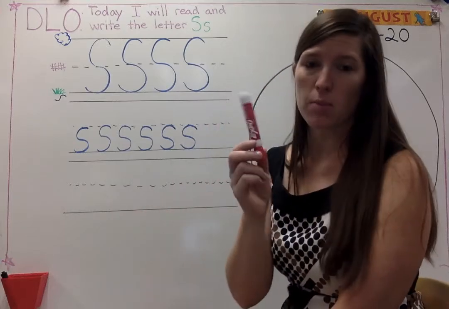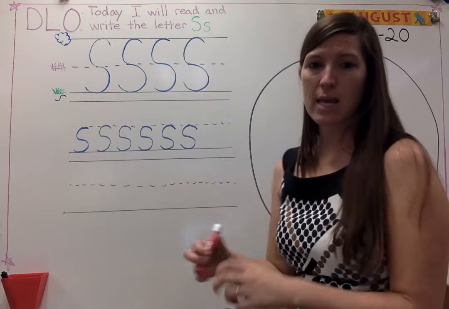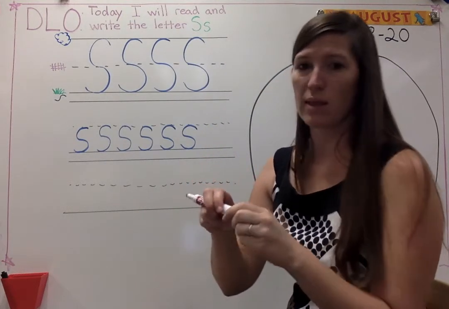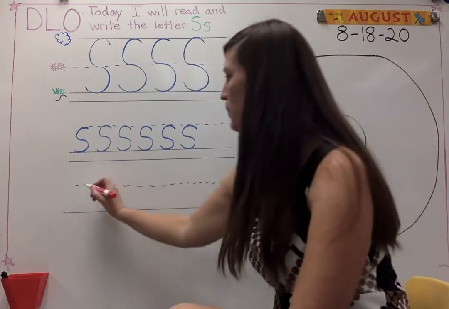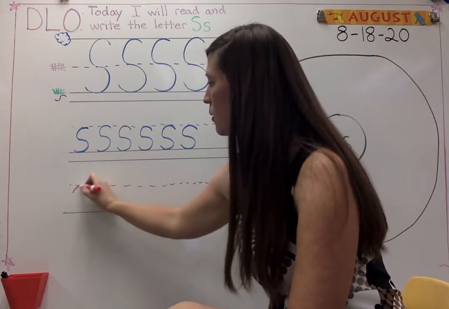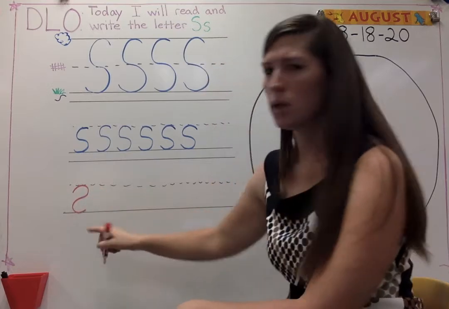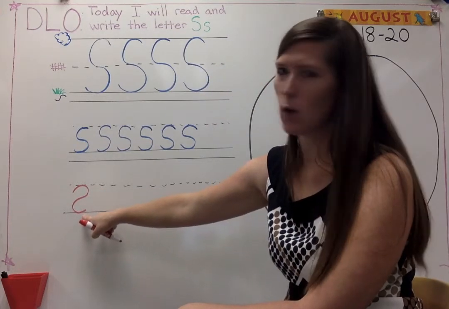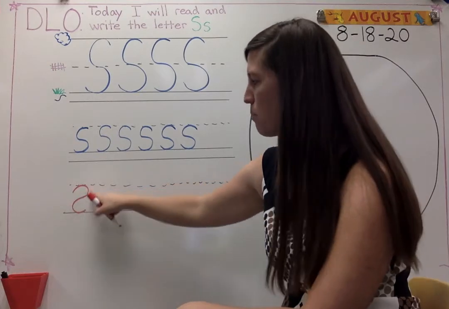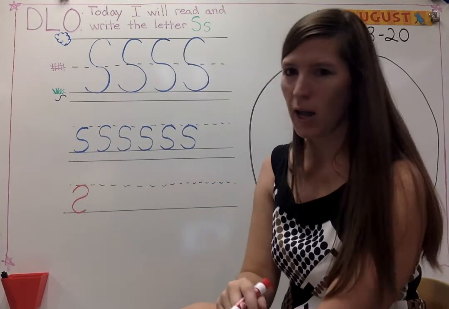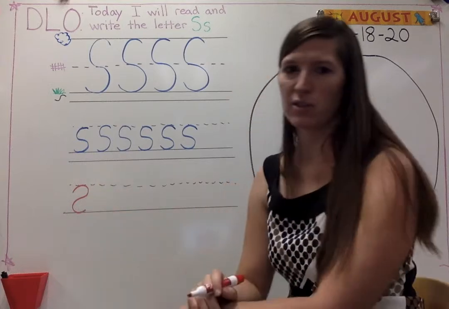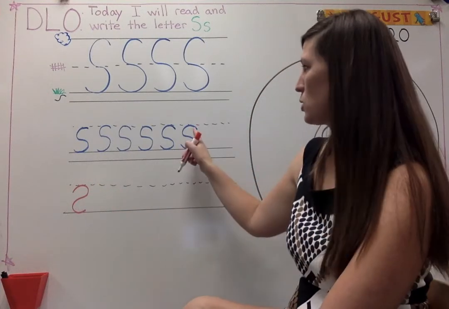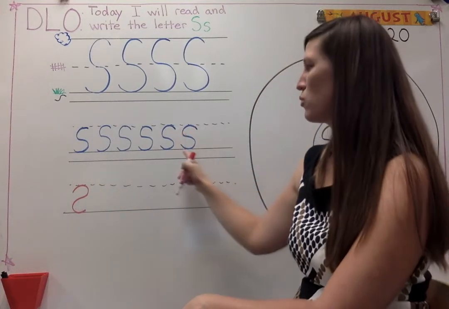Now, I'm going to show you how not to write the letter S. I'm going to use a red marker to show some mistakes that some people use when they write the letter S. Here's my first one. Let's look at that S. Is that an S? No. I wrote it backwards. That's not right. I went curve right, curve left. That's not the proper way. It's curve left, curve right.